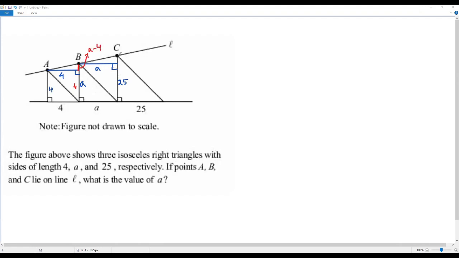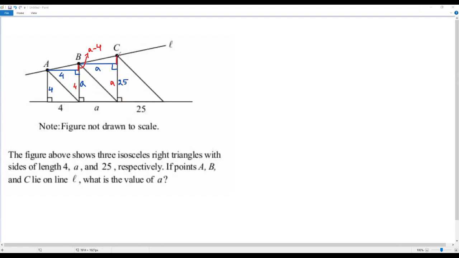Now, let's get the length of this other small vertical line segment over here. For that, we have to consider the length of this line segment, that is A, because the opposite side has the length A. So the length of this part is A and the length of this complete vertical line segment is 25.